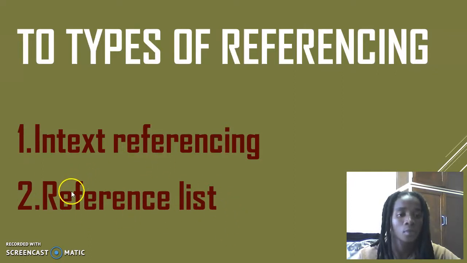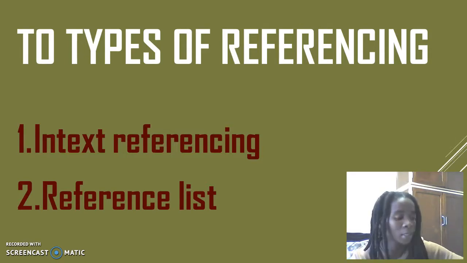Now, in-text referencing, when you in-text reference, you reference from the source in the middle of your assignment, be it in the beginning of your sentence or at the end or in the middle. But when you reference within your assignment, you're only going to write the name of the author, the year of which the book was published, and the page number. You only write those three aspects because you are in-text referencing.